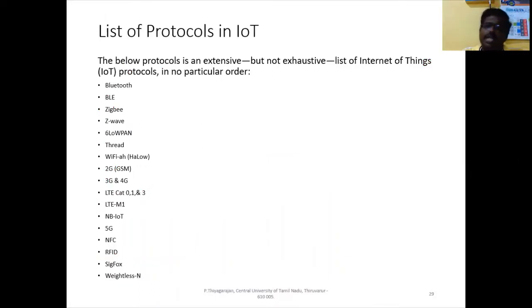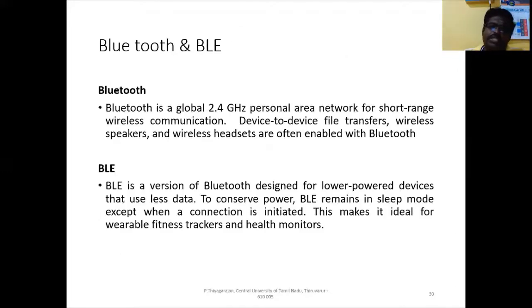There are many extensive protocols available in IoT, and we have listed only a few, in no particular order. For example, Bluetooth, BLE, ZigBee, Z-Wave, Thread, Wi-Fi HaLow, 2G, 3G, 4G, LTE Cat 0 and 1, LTE-M1, NB-IoT, 5G, NFC, RFID, Sigfox, and an enormous number of other protocols. We are going to see some of them in brief here.